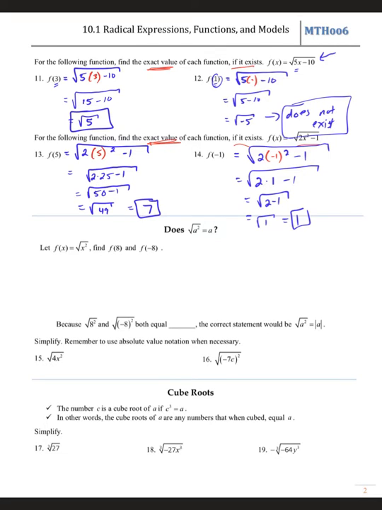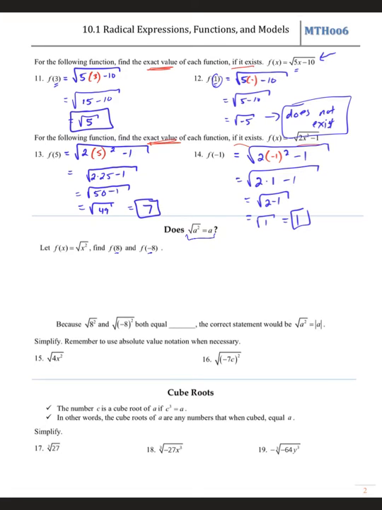Okay, the next idea we're looking at is we want to think about this. f of x equals the square root of x squared. We want to find f of 8 and negative 8 because we want to see if those two things are equal to each other. We want to know if we take the square root of something squared, are you always getting that value back? So let's see.